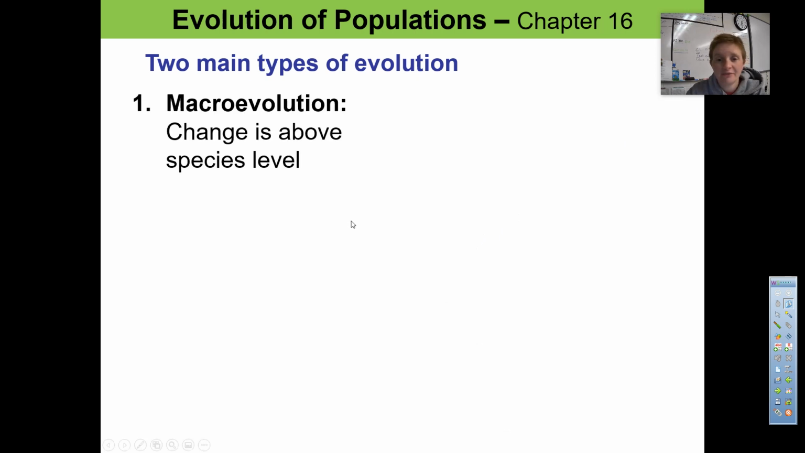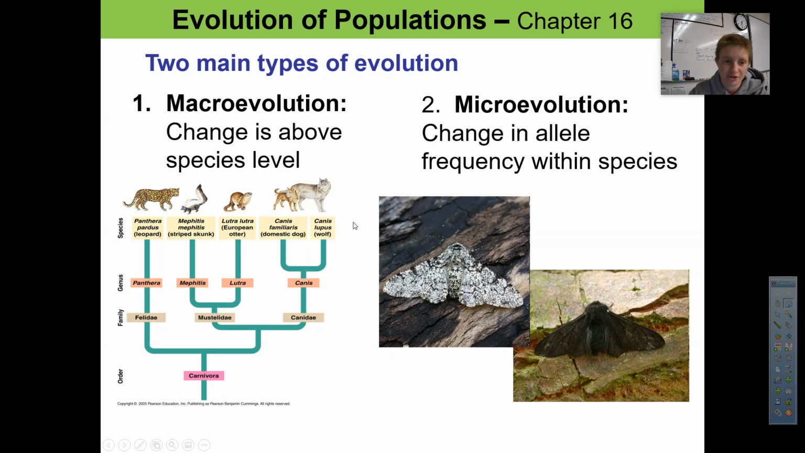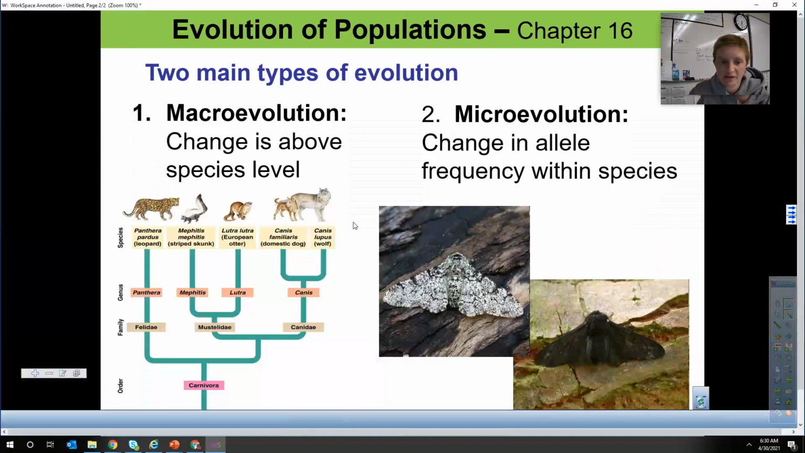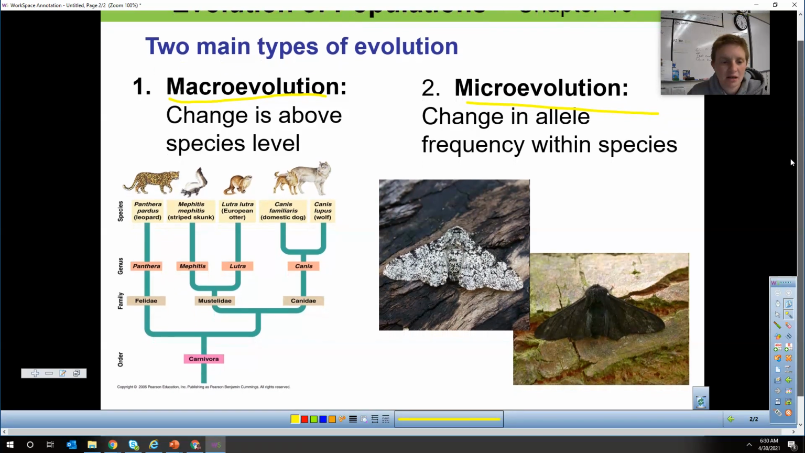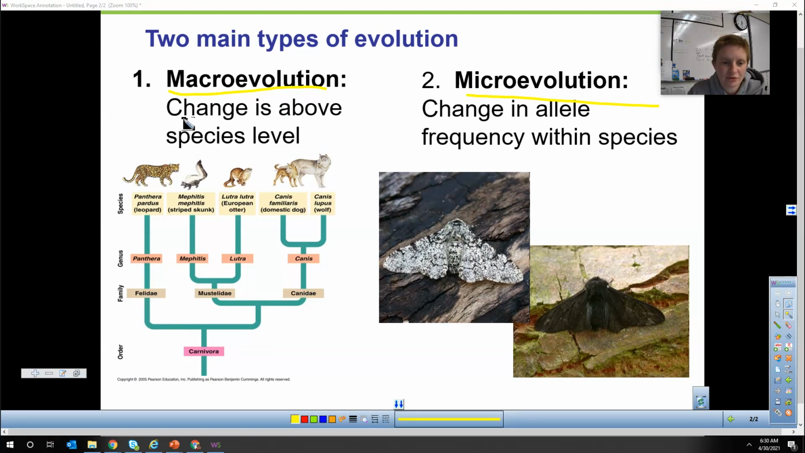So first off, there are two main types of evolution that we're going to be discussing today, and we're going to come back to this a little bit. We're going to talk about macroevolution, and we're going to talk about microevolution. Now, macroevolution is basically where you get a new species, so it's change above a species level. It's where you have a common ancestor and that ancestor splits into an entirely different species. So you could say these guys have a common ancestor and they have been split into two species.